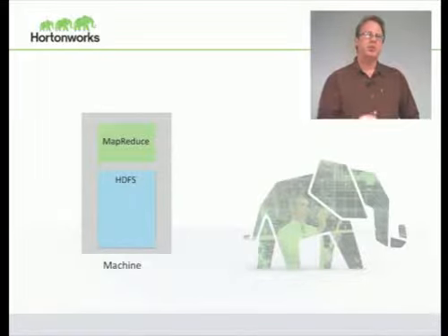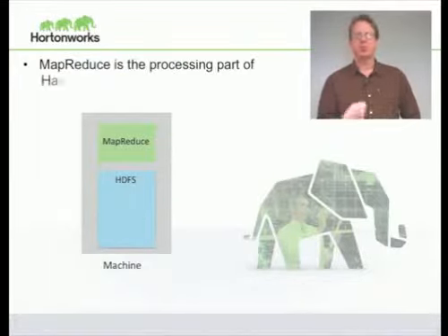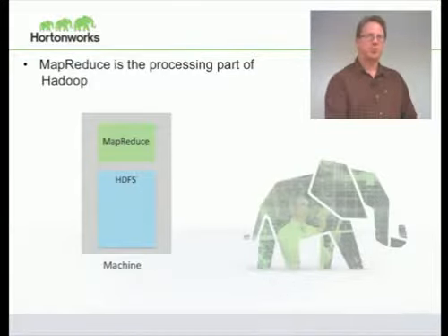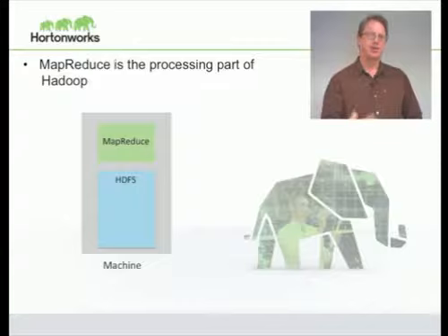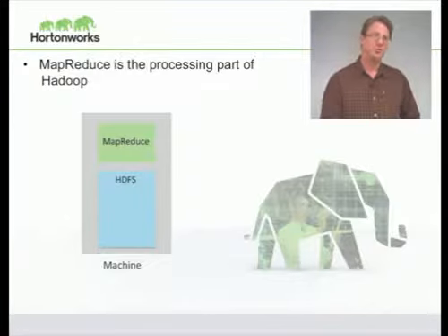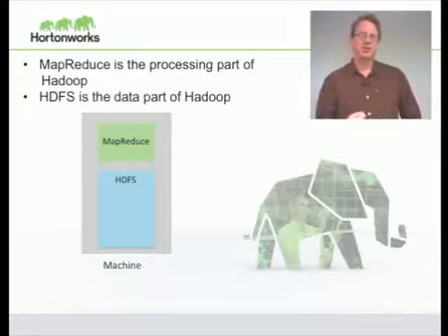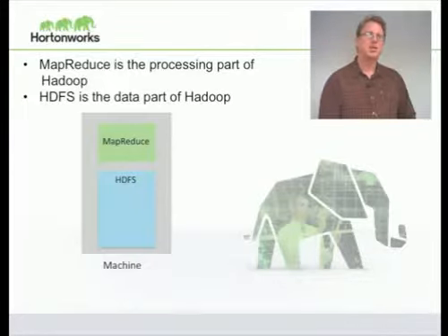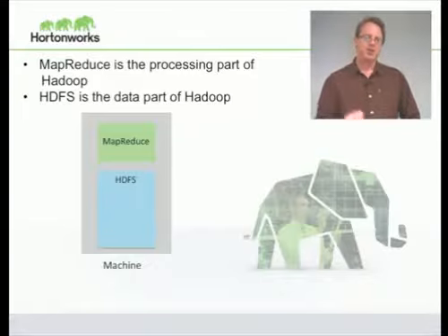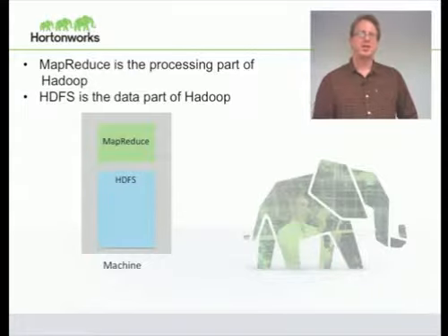Hadoop consists of two main pieces. The first is MapReduce. MapReduce is the processing part of Hadoop. It manages the jobs, and you submit your computations to MapReduce, and it will run it and give you your results. The second part of Hadoop is HDFS. HDFS is the Hadoop distributed file system, and it stores all the data for Hadoop. It has files and directories, just like you'd expect to see, but it scales out to many petabytes of storage.